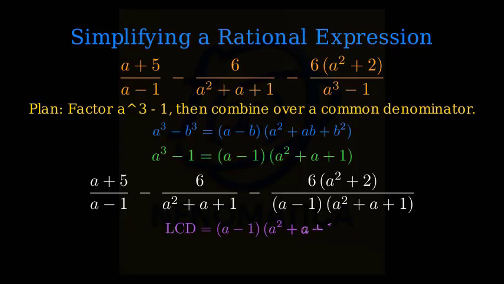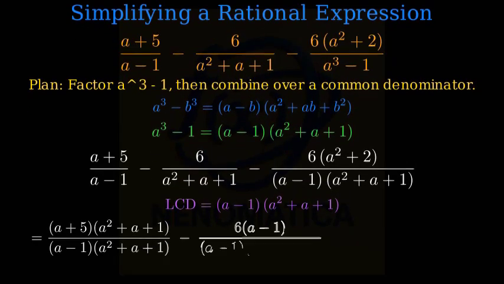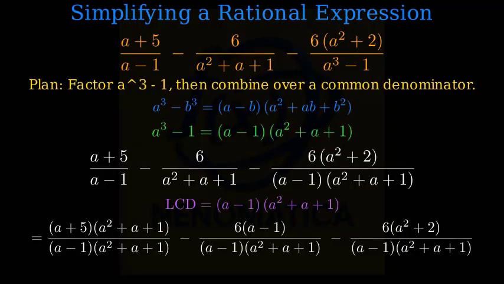Convert each fraction to this common denominator. The first term multiplies top and bottom by a squared plus a plus 1. The second term multiplies top and bottom by a minus 1. The third term is already over the common denominator. Now that all three terms share the same denominator, combine them into a single fraction.